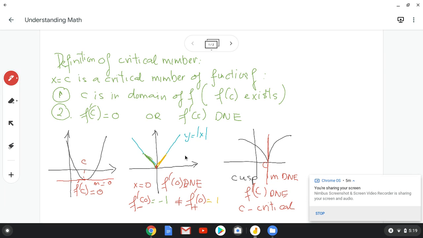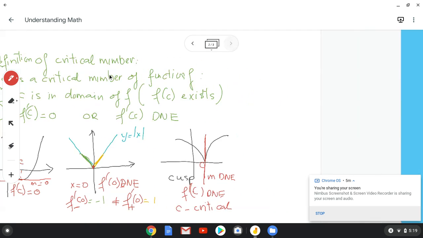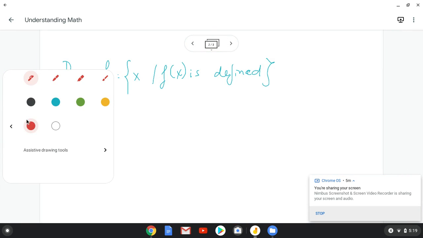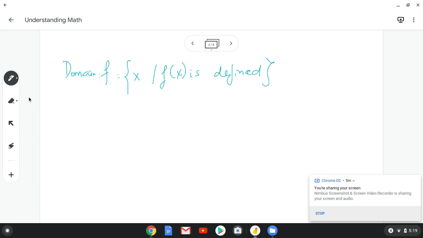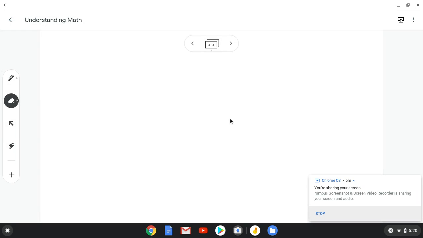All right. So typically the graph will help you to understand more about the critical number, where you can see the critical number. Now let's go to the problem that they usually ask you, to find a critical number. The question is how to find a critical number of the function.